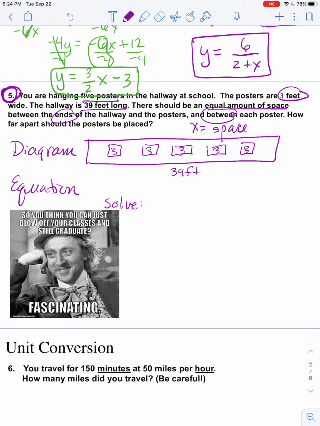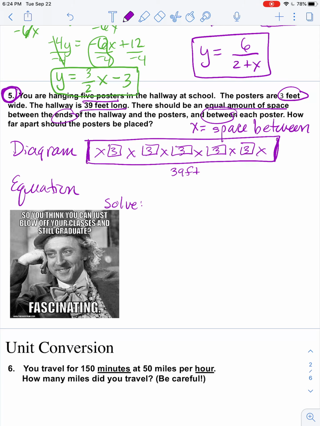And then it says there should be an equal amount of space between the ends of the hallway, so that's here and here, and the posters, so here and here, and between each poster. Okay, so all of these are the same, so all of these are x if x is representing the space between. So that is my diagram.